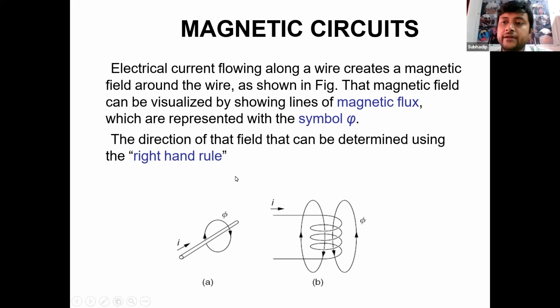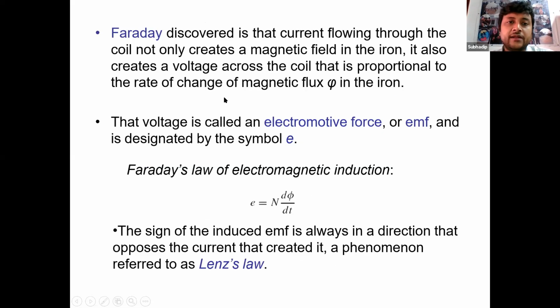So we have already started from the basics of DC machines, right? Whenever we are concentrating on the magnetic circuit, as we discussed on the last day, it uses the right hand rule. And what is Faraday's law of electromagnetic induction? That we have also discussed: E equals N d phi by dt, where N is the number of turns, right?